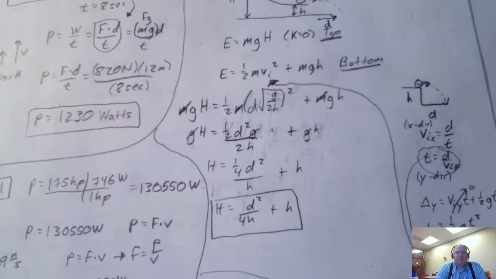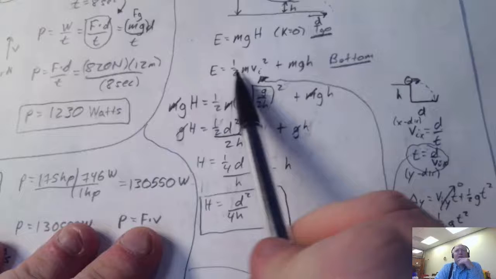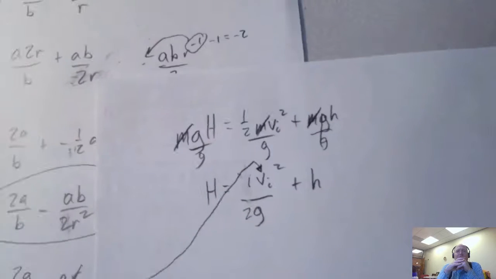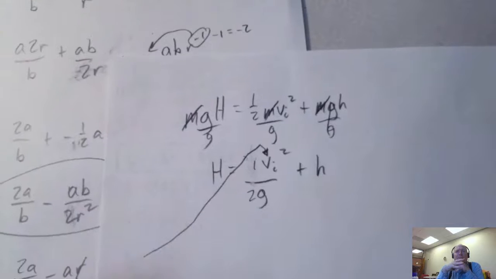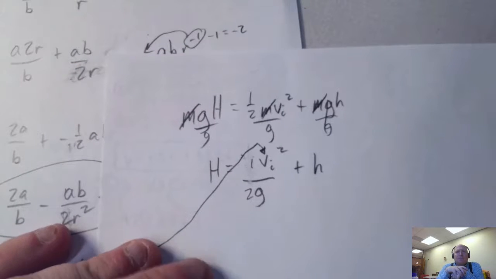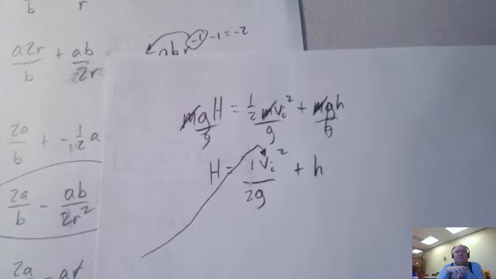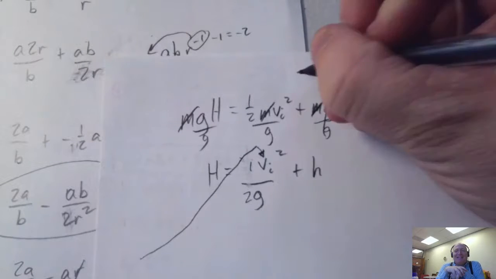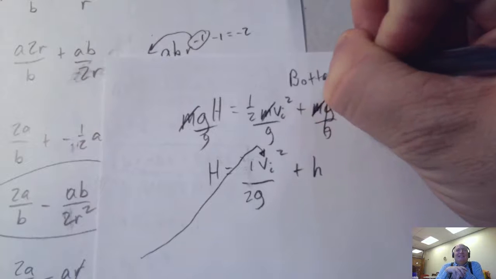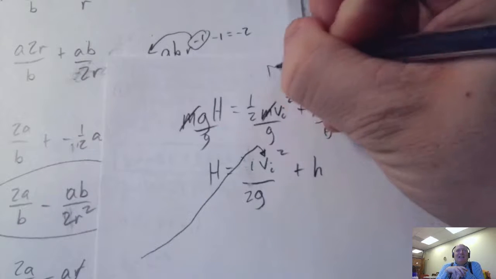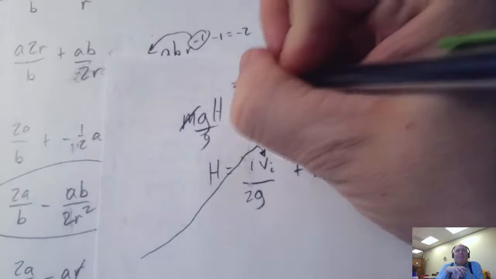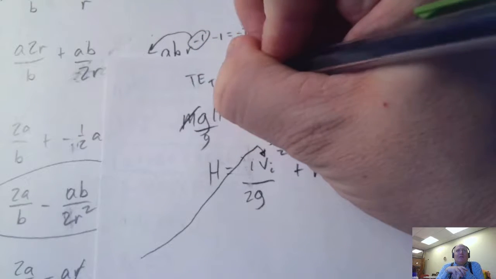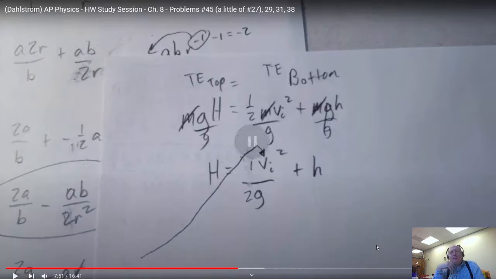Let's break it down again. How do we even get this equation right there? It goes back, and this is really important, that the total energy at one place has to be equal to the total energy at the other place for the isolated system. There's no friction, and by the way, there's no friction in this problem here. This is the bottom, this is the total energy at the bottom, and that's the total energy at the top, and those things have to be equal to each other.